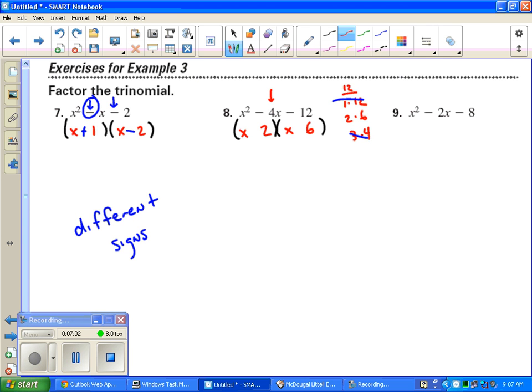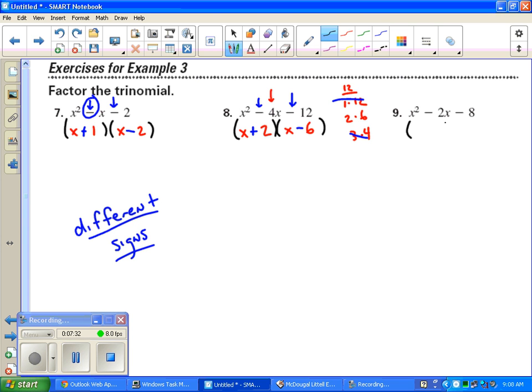2 and 6. Notice we hadn't put a sign in there yet. You look at the second sign, the one that's in front of the C term, it's negative. Remember, that means different signs, one positive, one negative. The first sign, the one in front of the B value, tells you the larger number has a negative in front of it. 6 is larger than 2. 6 gets the negative. They're different, so 2 gets the positive. X plus 2 times x minus 6.